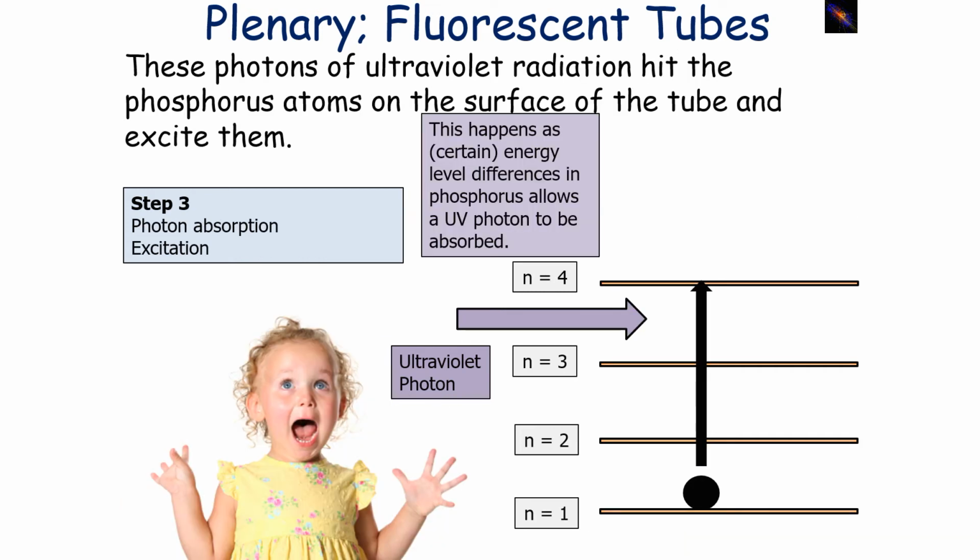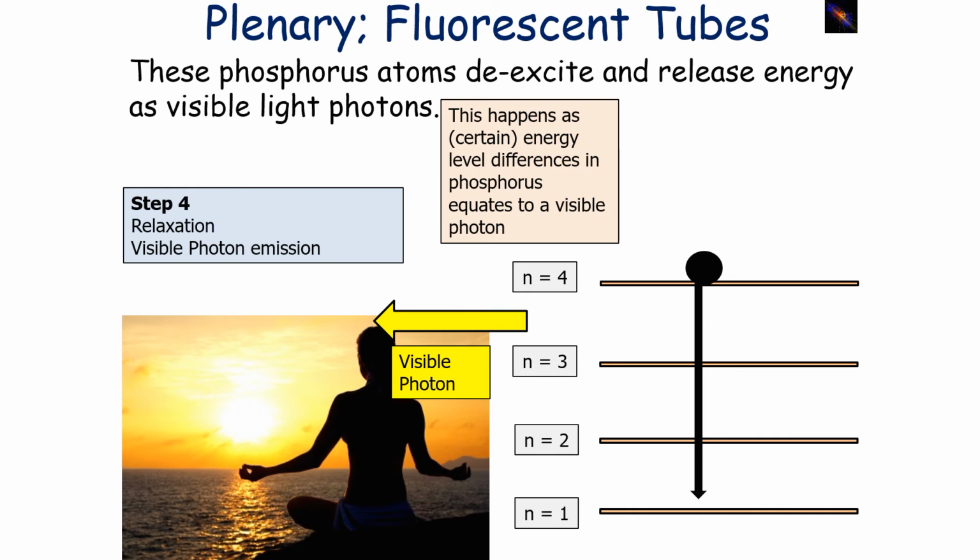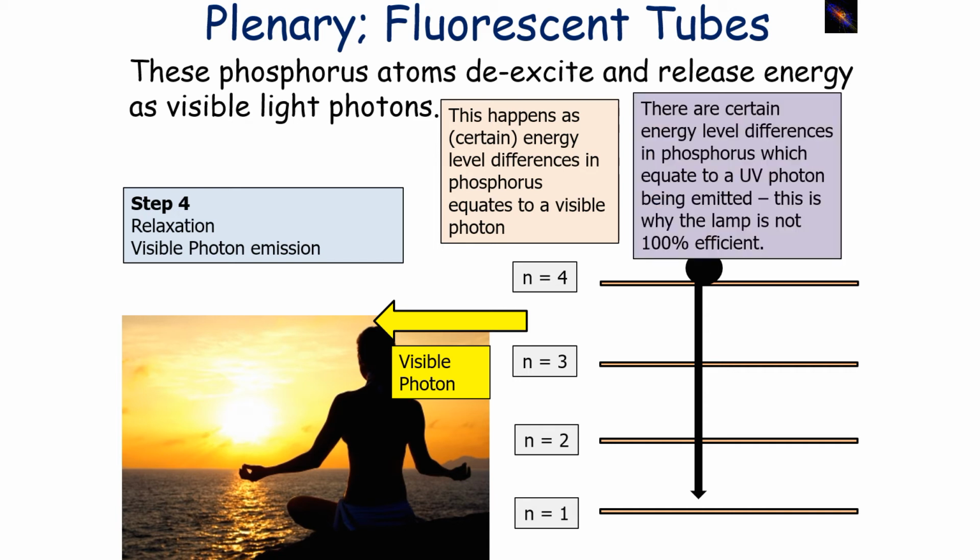So what then happens is the photons of UV radiation hit the phosphorus atoms on the surface of the tube and excite them. This happens as certain energy level differences in phosphorus allow for UV photons to be absorbed to cause excitation. Eventually the phosphorus atoms de-excite and release the energy as visible light photons. This happens as certain energy level differences in phosphorus equate to a visible photon. Now there are certain energy level differences in phosphorus that equate to UV photons being emitted, which is why a lamp is never 100% efficient.